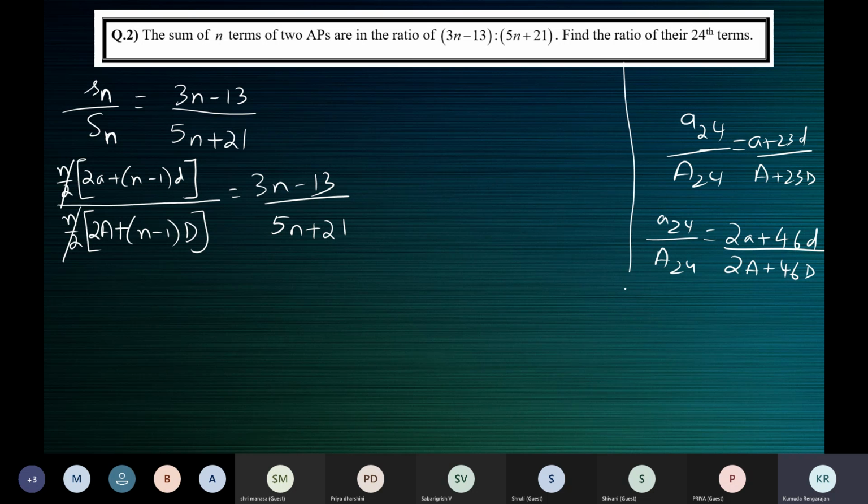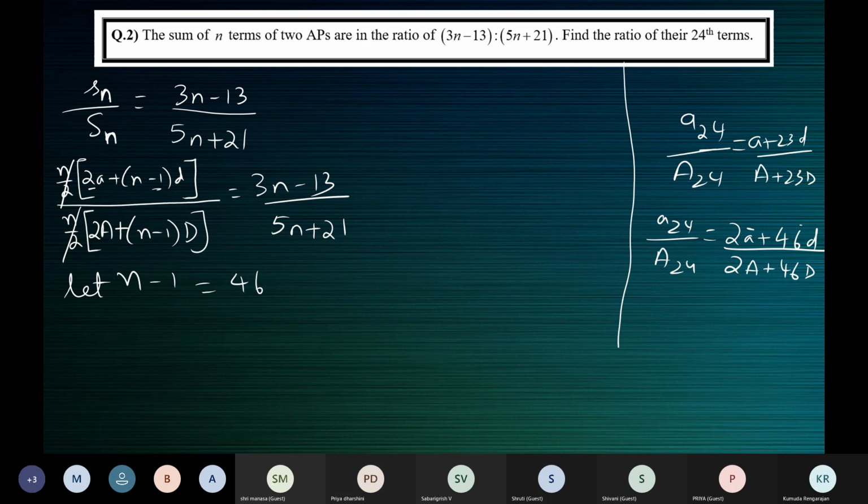This is our rough work. We need to get 2A plus 46D. So when you compare 2A, and n minus 1 into D with 46D, you want your n minus 1 to be 46. You can show this in the rough work. You don't have to write this and erase it. Let it be visible to the evaluator. So let n minus 1 be equal to 46. Do we understand this?